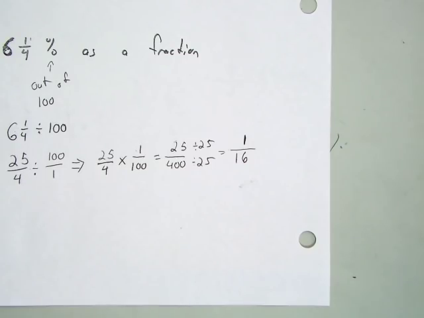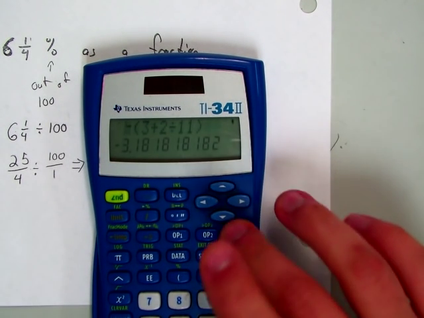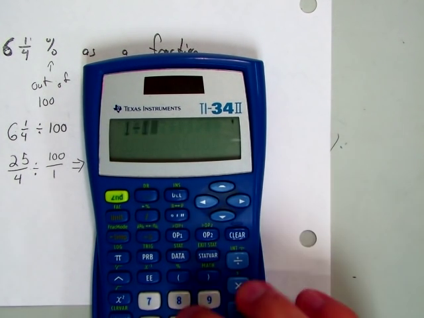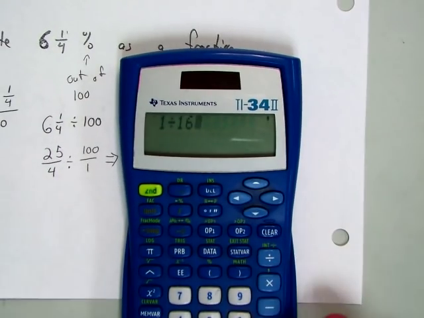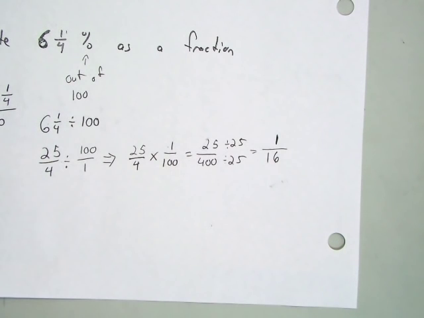If I were to go ahead and do this to check it, let's use our calculator here. So I have 1 divided by 16. That's what the fraction is. Let's see what the decimal is that comes out. 0.0625. As a percent, we would move the decimal to the right 2 places and get 6.25%, which is what we started with, 6 1/4, which means that we did this problem correctly.